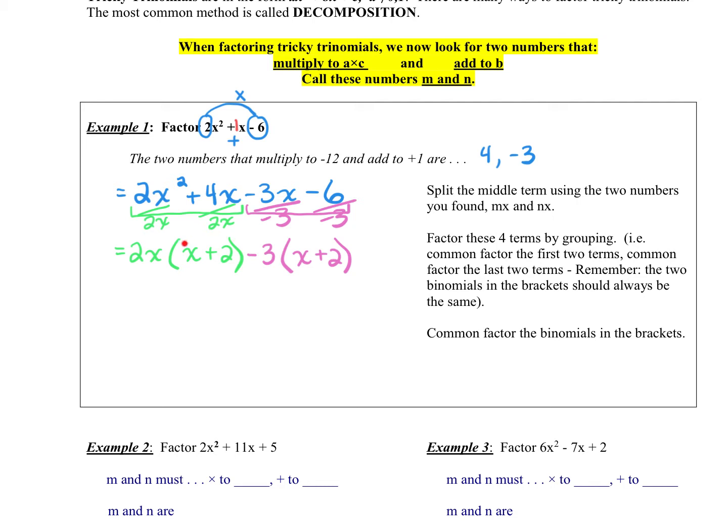Now, if you've done this right, what's in this bracket should always equal what's in this bracket here. In which case, your final answer would be x plus 2, the common bracket, and then in the other bracket would be the two things that are not inside brackets, 2x minus 3. And that's how you factor a tricky trinomial.